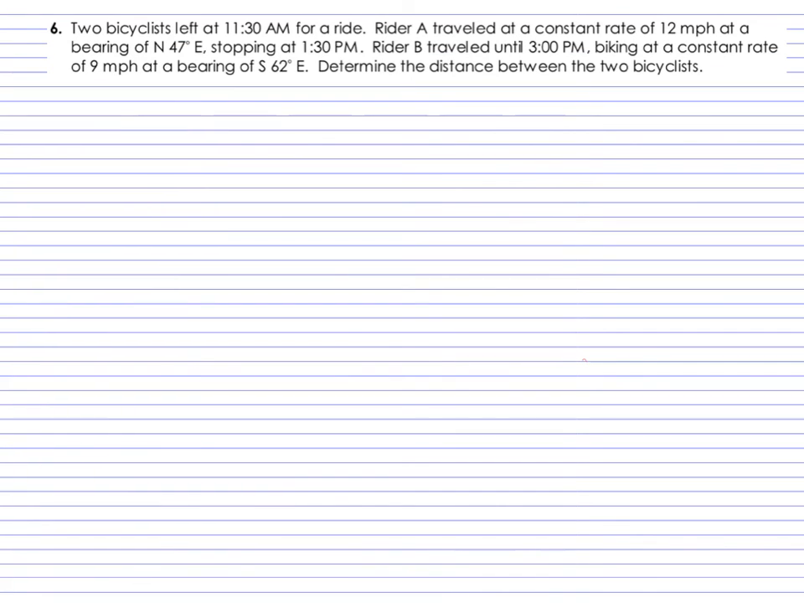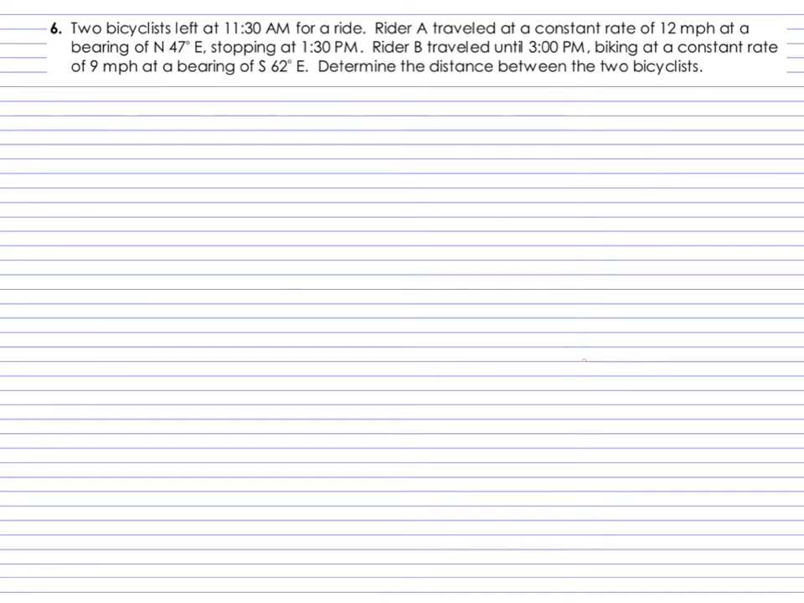All right, and here is number 6, the last one that was kind of tricky on this homework assignment. So this one reads that two bicyclists left at 11:30 a.m. for a ride. Rider A traveled at a constant rate of 12 miles an hour at a bearing of north 47 degrees east, stopping at 1:30 p.m. Rider B traveled until 3 o'clock, biking at a constant rate of 9 miles an hour at a bearing of south 62 degrees east. Determine the distance between the two bicyclists.